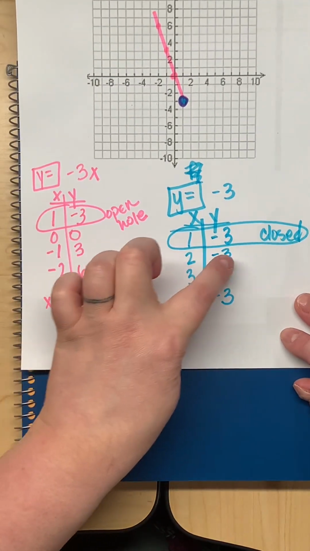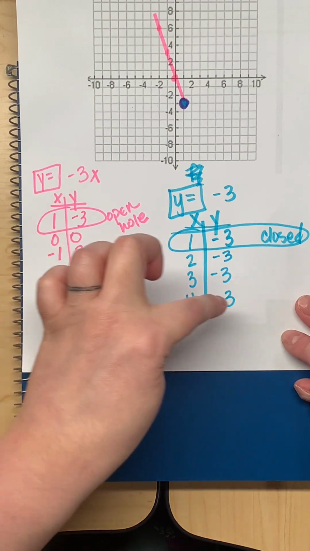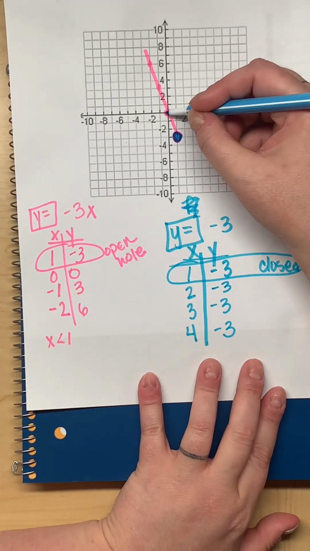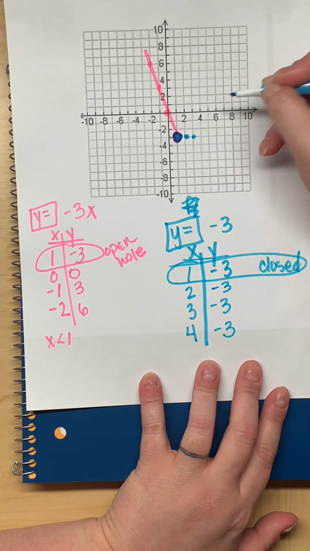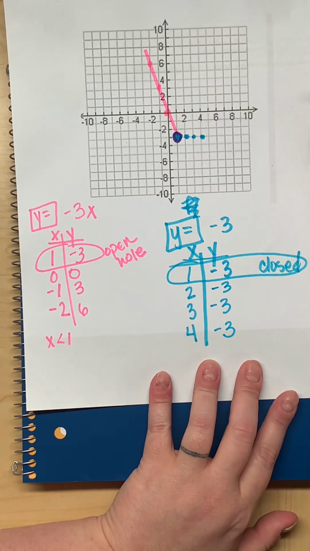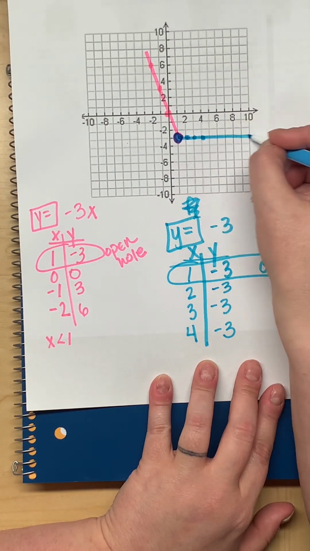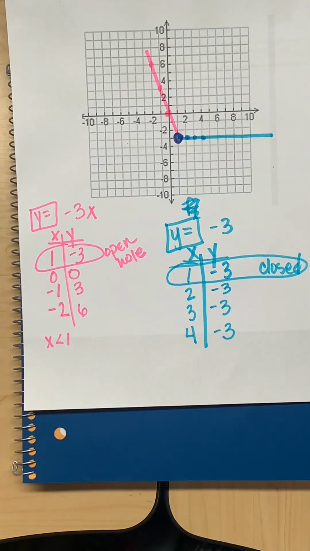And then I have 2, -3, 3, -3, 4, -3. Okay, let me draw that. To the right 2, down 3. To the right 3, down 3. To the right 4, down 3. And then I'm going to connect those.